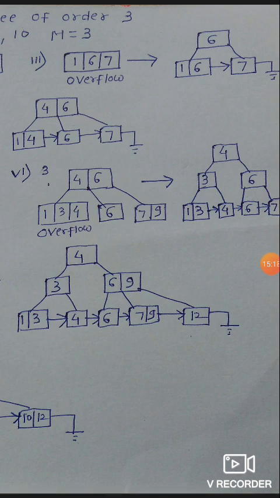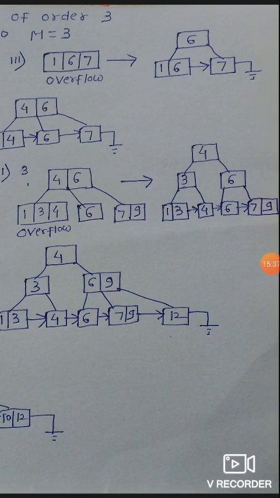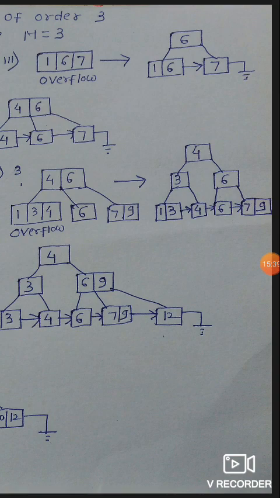Again there is overflow. Again I shift the central key which is 4. I create a new node which is having central data 4. Left of 4 becomes 3, right of 4 becomes 6, and left of 3 it becomes 1 comma 3, right of 3 becomes 4, left of 6 becomes 6, right of 6 becomes 7 comma 9.